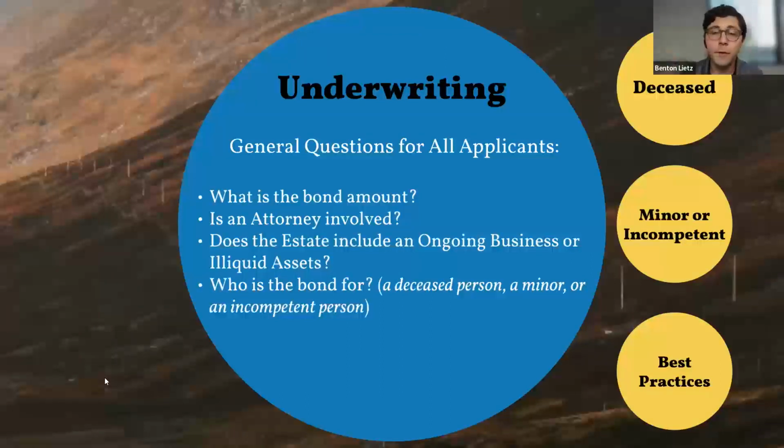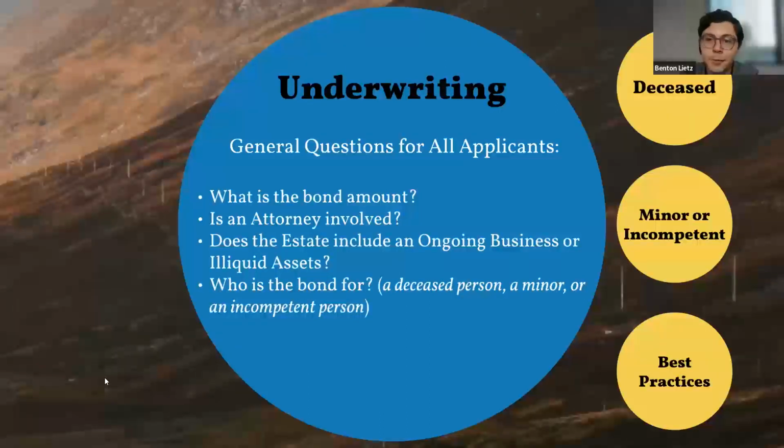Anyways, over $250,000 for executor administrator bonds, we're going to need personal financial statements, and we're going to want to look at those court documents definitely in those cases. So that's why that's important. And for conservator guardianship, it's over $100,000.